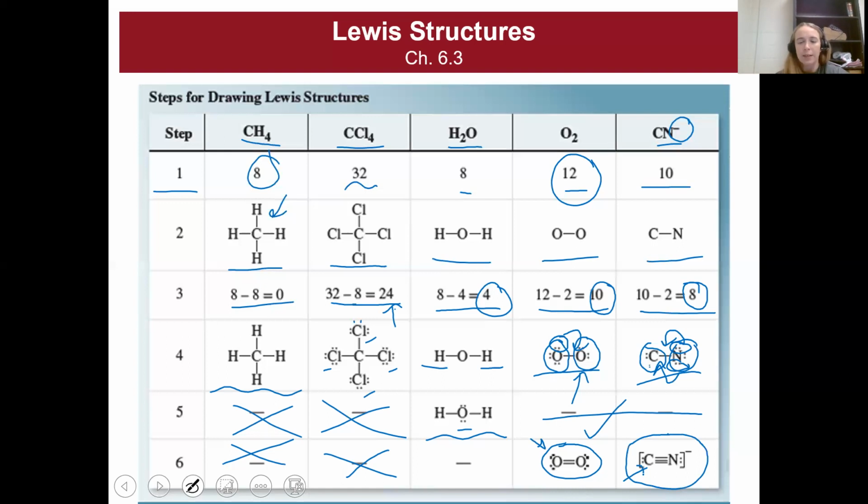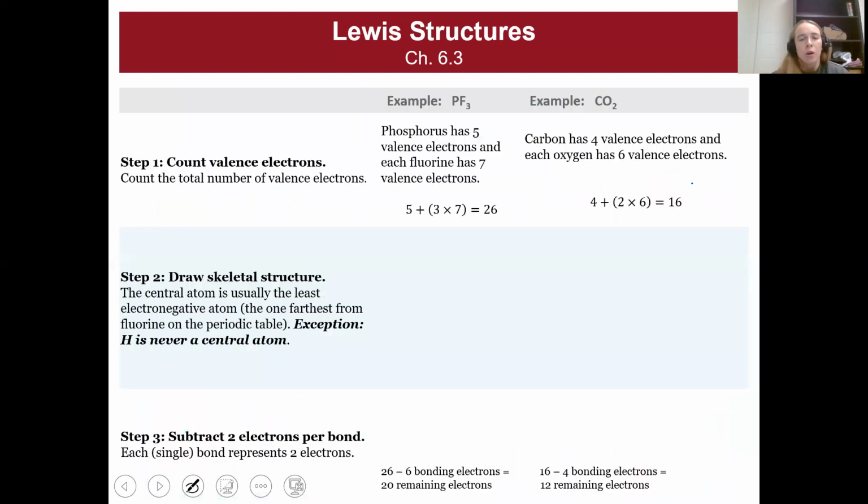But for now, the cyanide ion has a lone pair on carbon and nitrogen, a triple bond between them, and we draw it in brackets because it is an ion, and we put our negative charge on there to show where our 10th electron came from. Okay, cool. That took a while, sorry. But I wanted to walk you through all those steps so we can practice some more. So I'm going to do the examples of phosphorus trifluoride and carbon dioxide real quick.